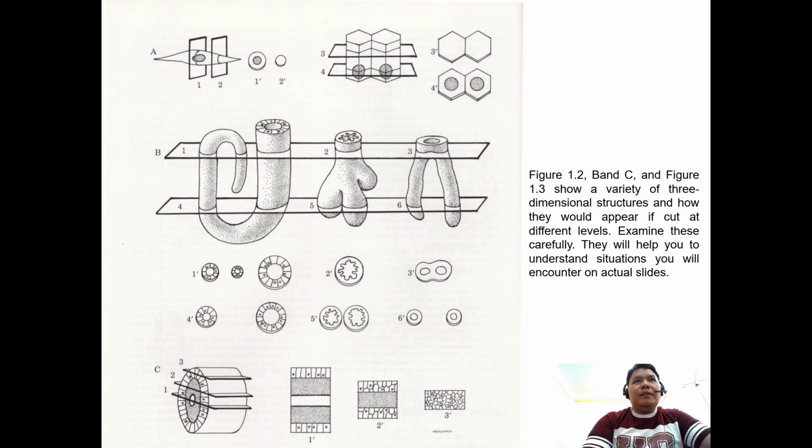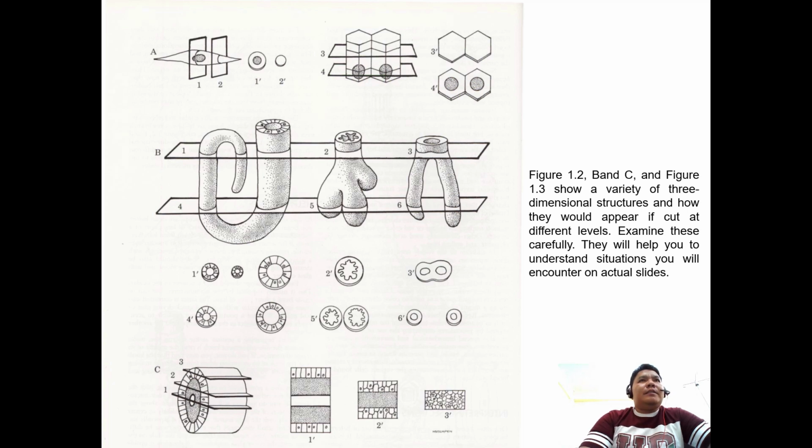Here is figure 1.2, A, B, and C, and figure 1.3, which show a variety of three-dimensional structures and how they would appear if cut at different levels or from different views. Examine this carefully, and it will help you to understand situations you will encounter on actual slides.